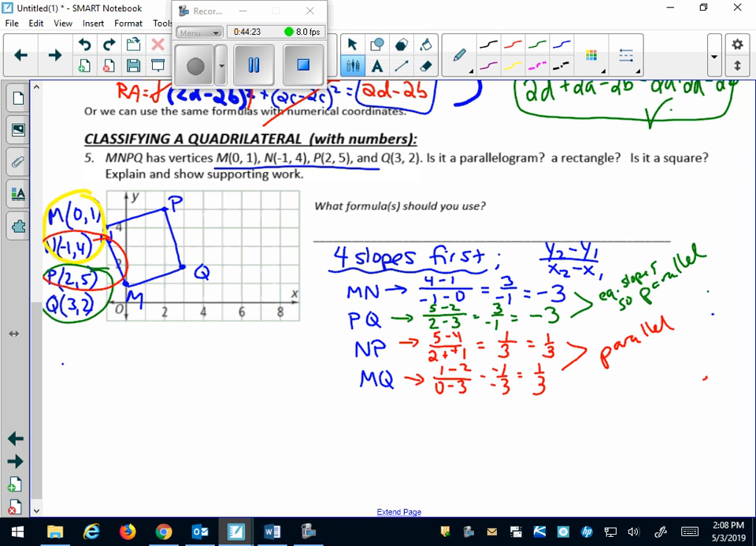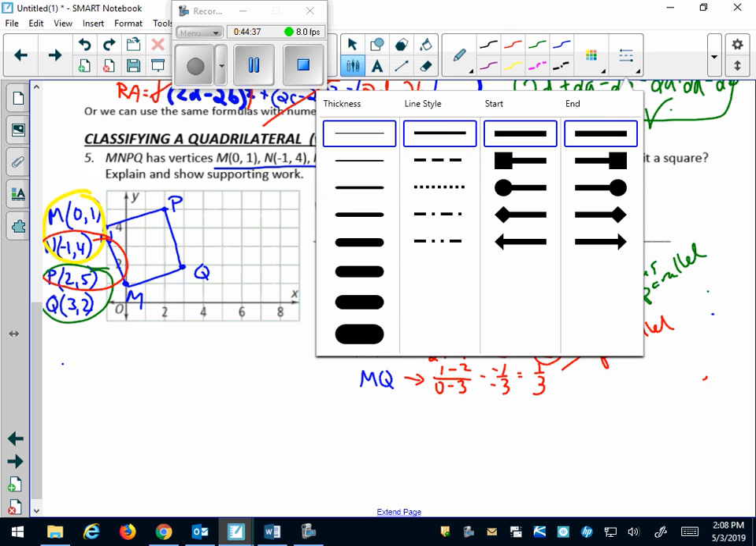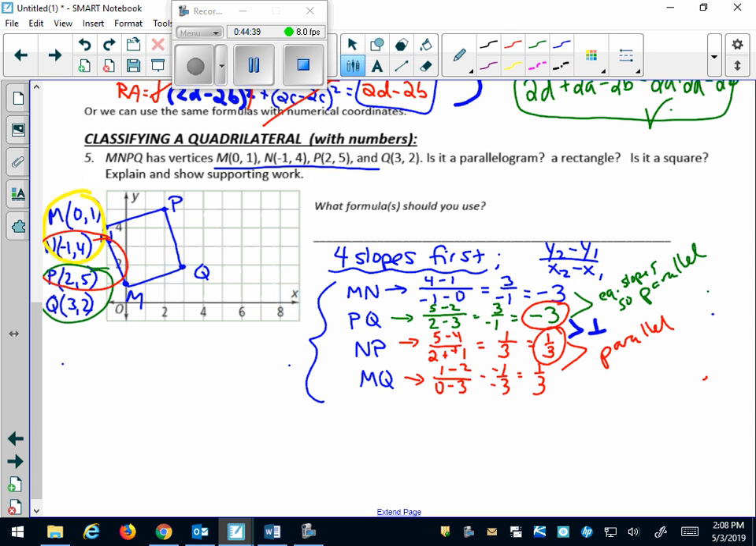Well, what can you tell me about the negative 3 and positive 1/3 as far as slopes go? Opposite reciprocals, therefore they are perpendicular. So what we just have proven is that there are opposite sides parallel and 4 right angles. Have we proven this is a square yet? What could it be?